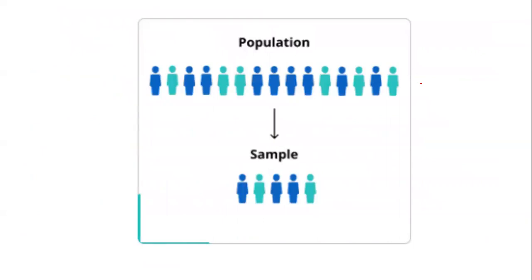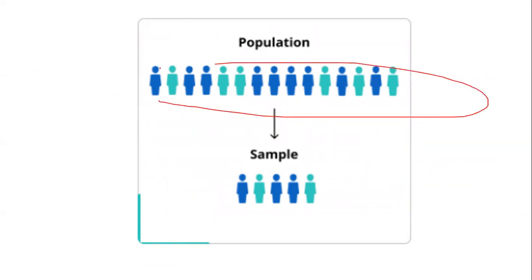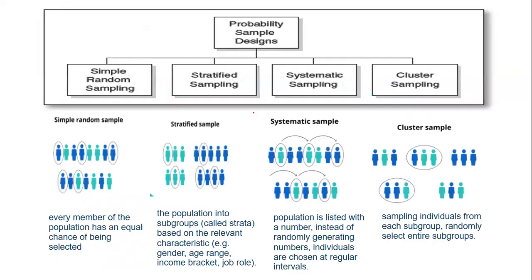Now, the next topic is based on population and samples, that is sampling. Anything which is drawn out of a population is called as what? Is called as a sample. So sampling is divided into two types, probability and non-probability. Under probability, we have simple random sampling, stratified sample, systematic sample, or cluster sample. When we talk about simple random sampling, every member of the population has an equal chance of getting selected. That is called as what? It is called as simple random.